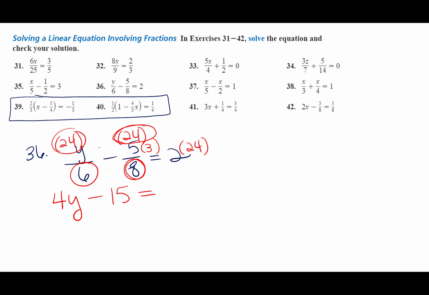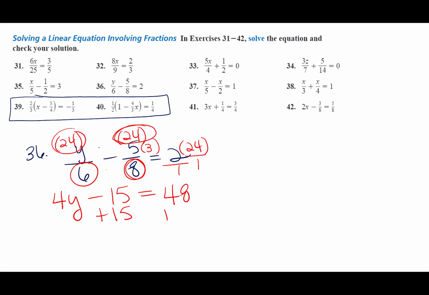And then this gets tricky, guys, because you see the 2 that I have written there in black, and you see the 24, and you want to simplify that to 12, but don't. Okay, it's 24 over 1 times 2 over 1, and that is just 48. Those are two whole numbers sitting there. Okay, now we have the equation 4y minus 15 equals 48.